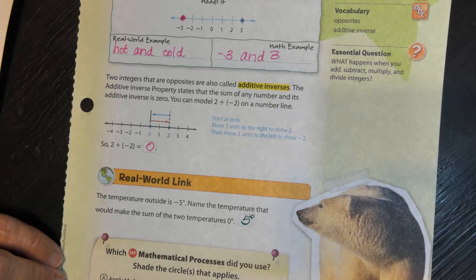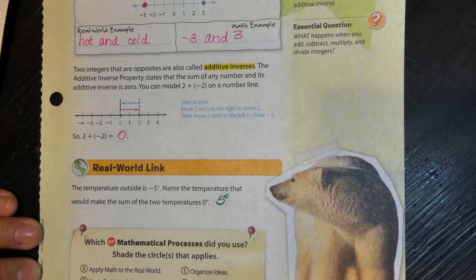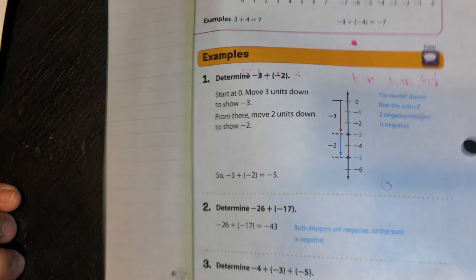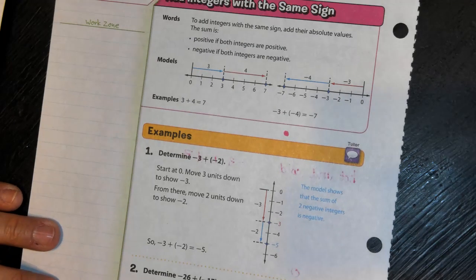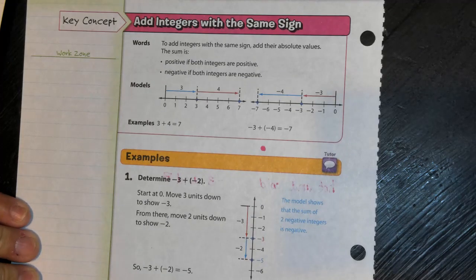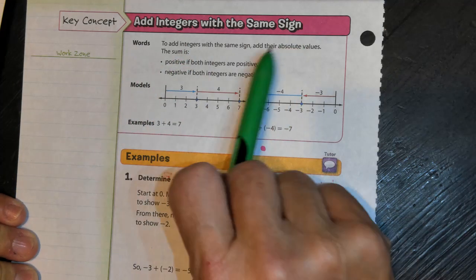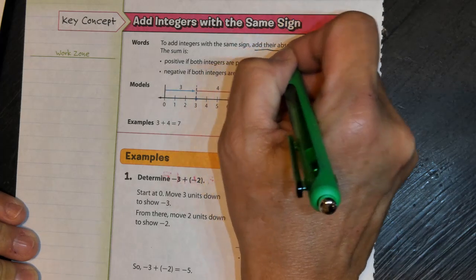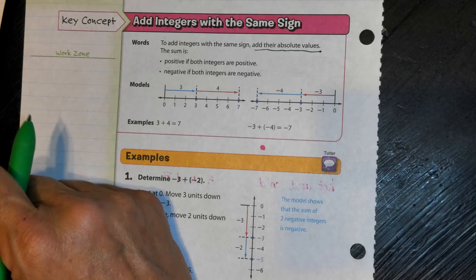And so I guess the question that we want to think about while we're looking at all of this is what happens when we add, subtract, multiply, and divide integers. So we want to think about what's happening when we do that. On the next page, that was page 203, this is page 204, it says add integers with the same sign. To add integers with the same sign, you add their absolute values, and that's kind of it.